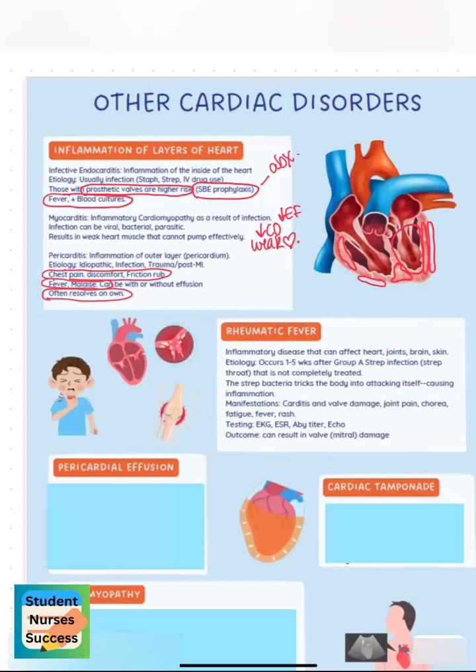Rheumatic fever is an inflammatory disease that can affect the heart, the joints, the brain, and the skin. Usually it occurs about 1 to 5 weeks after a group A strep infection, also known as strep throat. So this little guy there is supposed to remind you that strep throat infections can result in rheumatic fever.